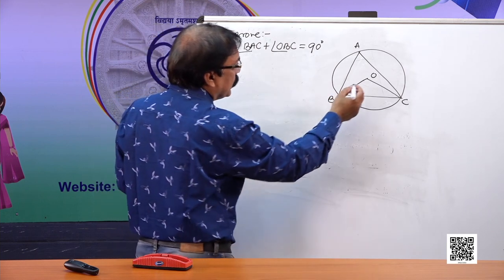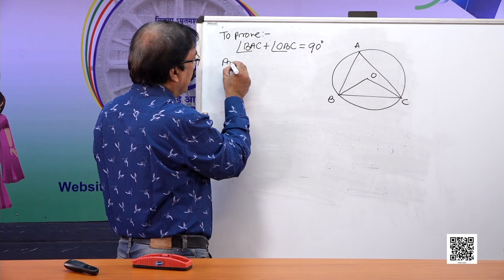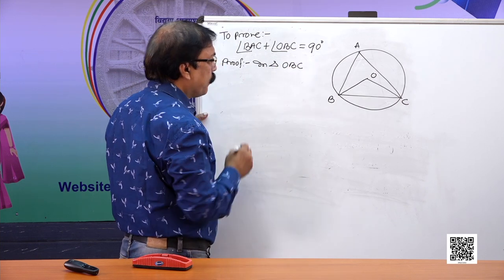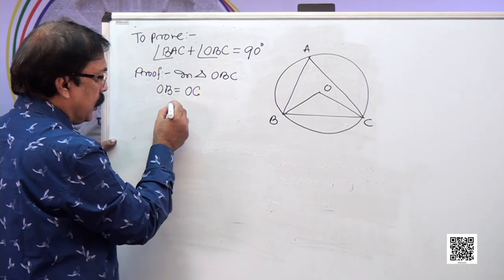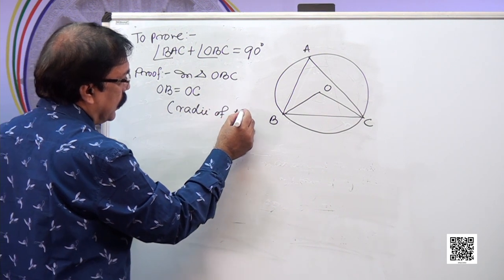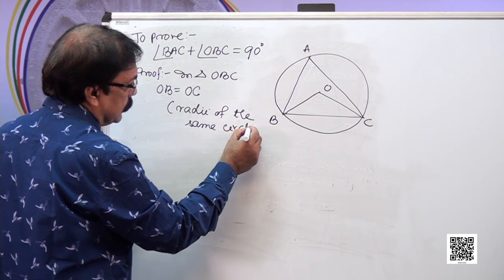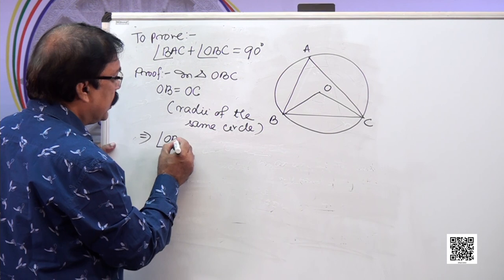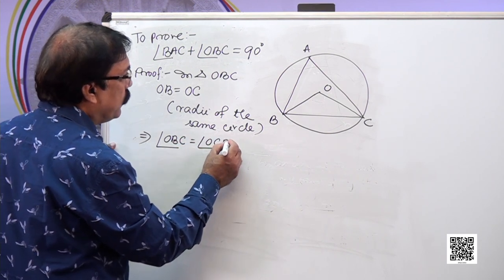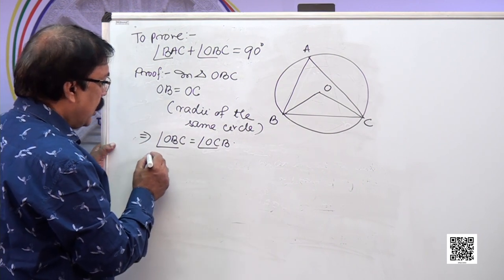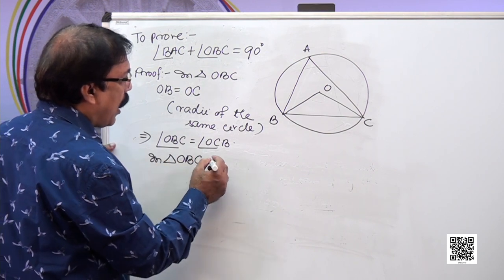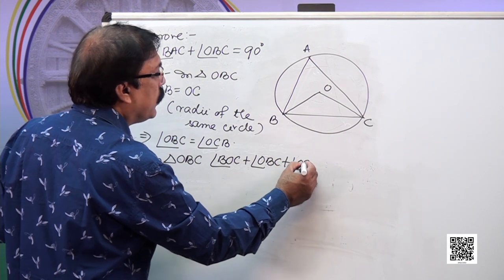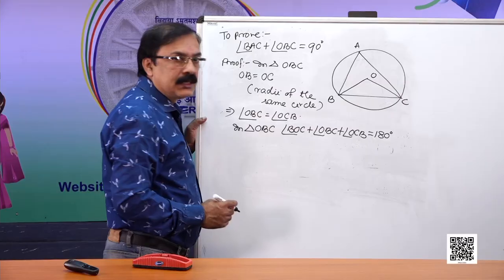Now you see, in triangle OBC, OB is equal to OC, that is, radii of the same circle. So this implies, as this is an isosceles triangle, we can write angle OBC is equal to angle OCB. Now, in triangle OBC, we have angle BOC plus angle OBC plus angle OCB is equal to 180 degrees by the angle sum property of a triangle.